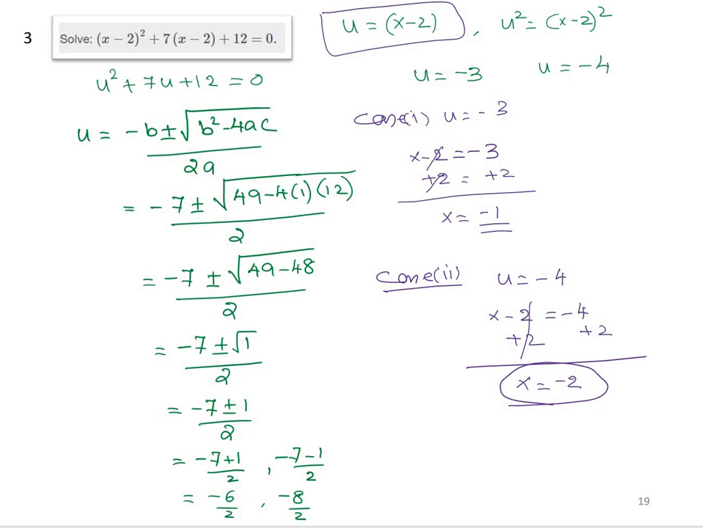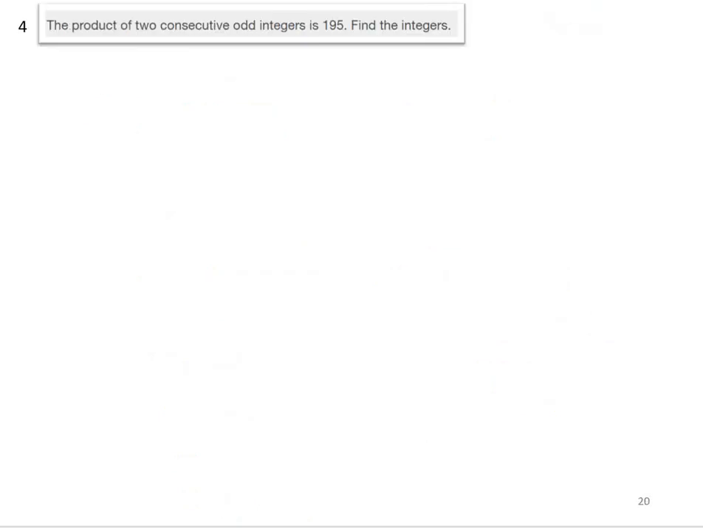So we have only the degree of the variable is 2. So that is why we have only two solutions for that equation. And that is, x is equal to negative 1 and x is equal to negative 2. Okay. Now let us have another one.